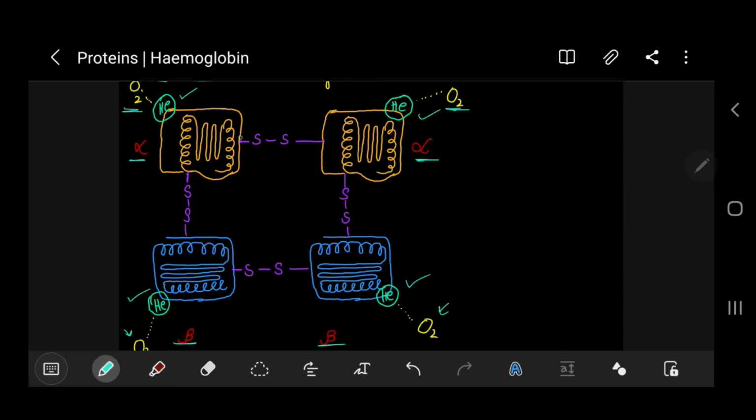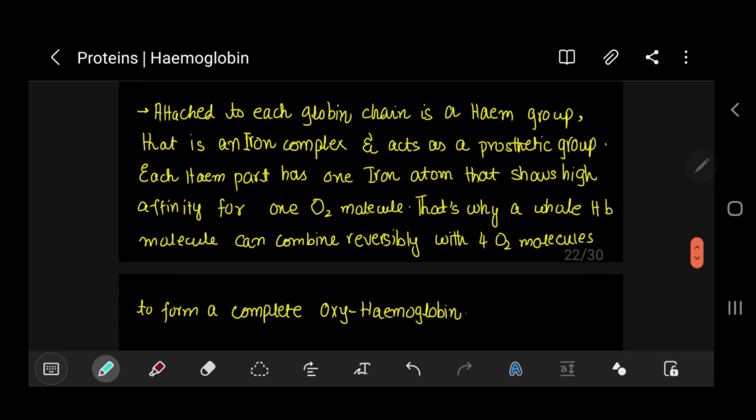And these 4 globins are connected to each other through disulfide bonds. As you can see, these are 4 disulfide bonds displayed here, and this whole thing is one hemoglobin molecule. Okay, let's move further.